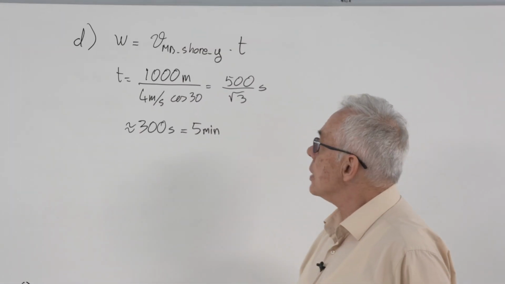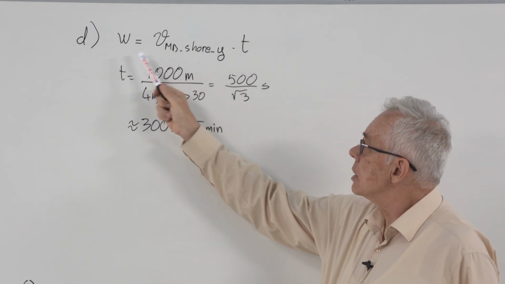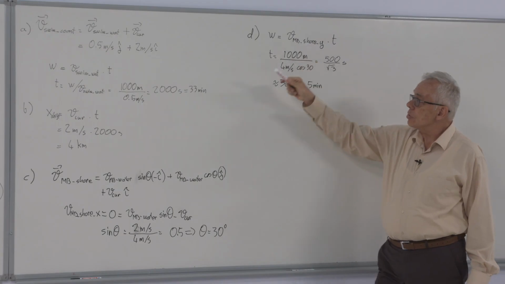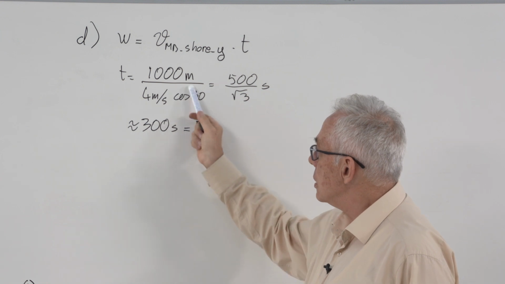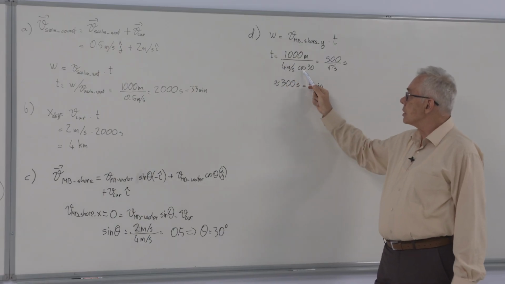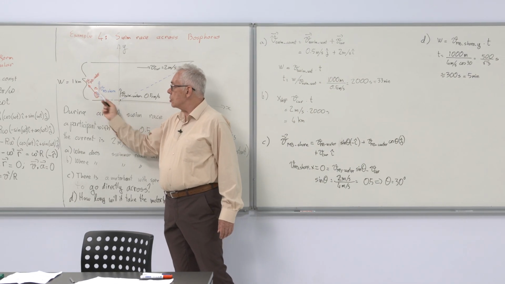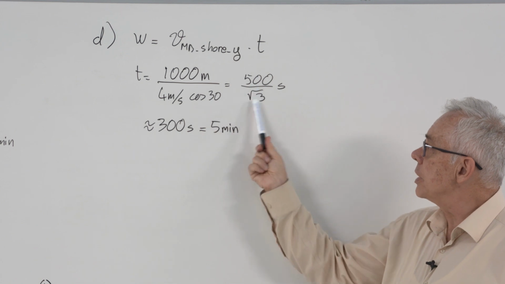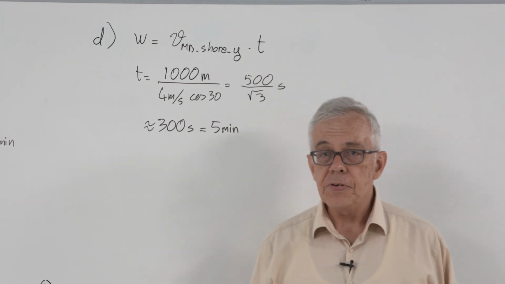To find the time the boat takes across the straits, we must have the width of the stream equal to the y component of the relative velocity of the boat with respect to shore times time, and that is 1,000 meters divided by the speed of the boat, 4 meters per second times cosine theta. The sine theta component is beating against the current, cosine theta component carrying it across. And so it will be 500 divided by root 3 seconds, approximately 5 minutes.